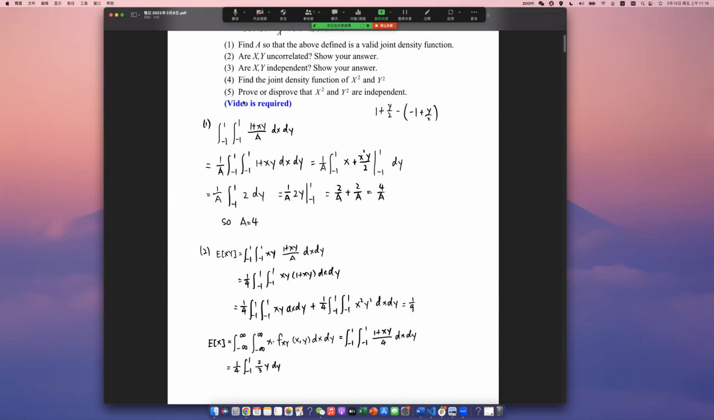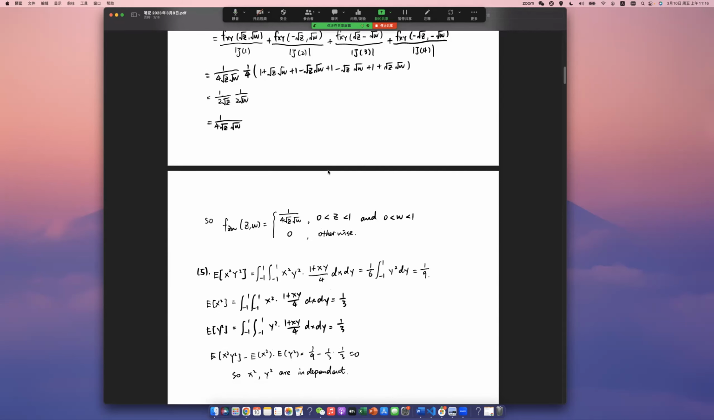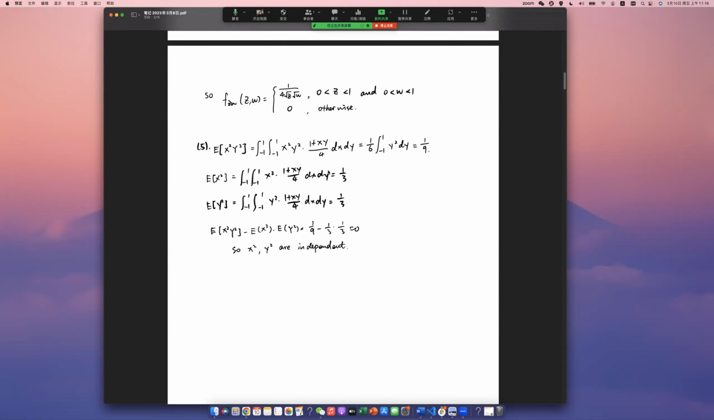The next part asks to prove or disprove that X squared and Y squared are independent. To see if they are independent or not, we first calculate the expected value of X squared times Y squared, which equals 1 over 9.